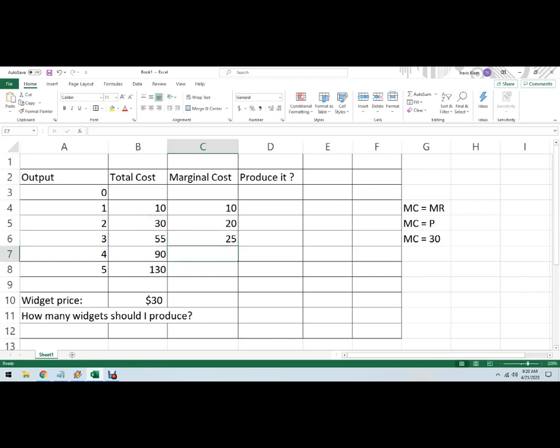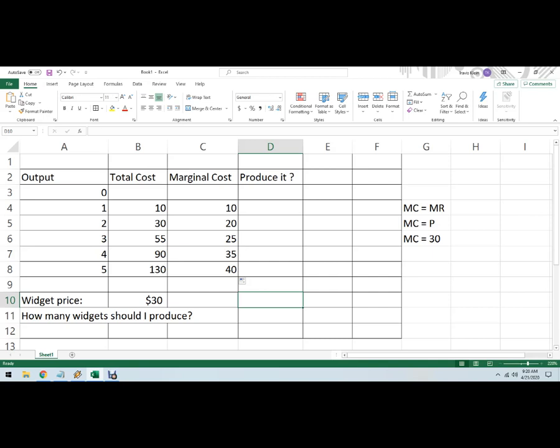Now the real formula actually is divided by the change in output. So marginal cost is the change in total cost divided by the change in output. But in this example, that's going to be 1 because I'm just increasing by 1 unit each time. So I can copy the formula all the way down. And I've got an increasing marginal cost. They're getting more expensive because of diminishing marginal returns. So the question is, should I produce it?